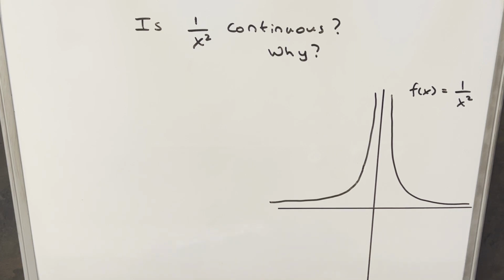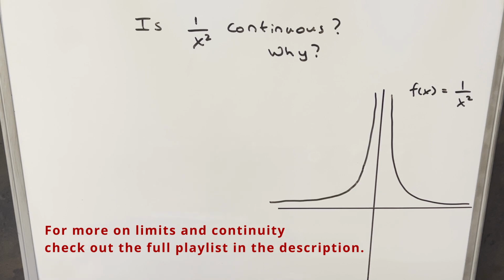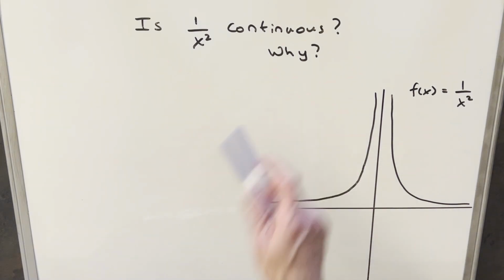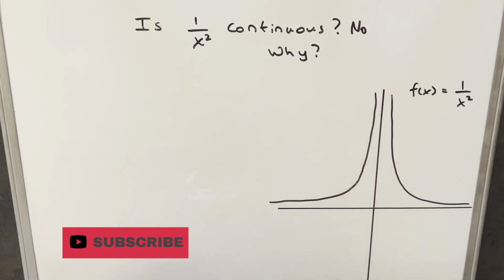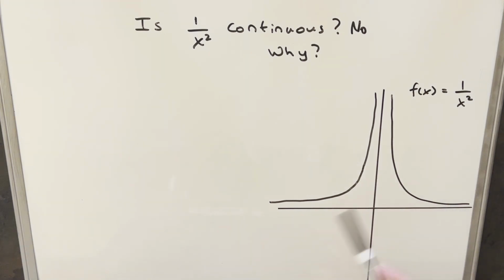Okay, we have here today another problem in the playlist for limits and continuity, and we're asked to find, is 1 over x squared continuous? And if it is continuous or it's not continuous, why? So to start with, the short answer for this is just going to be a simple no. 1 over x squared is not continuous, just looking at our graph over here to the right.